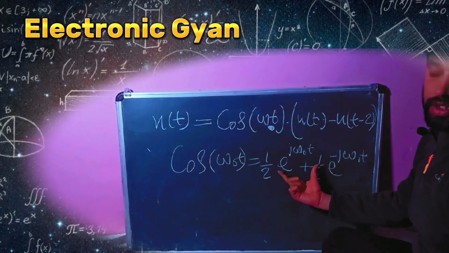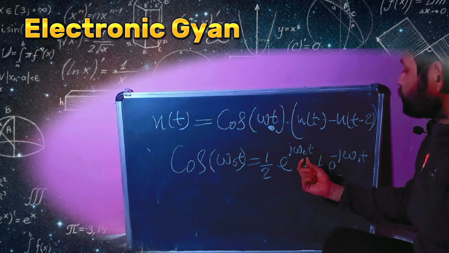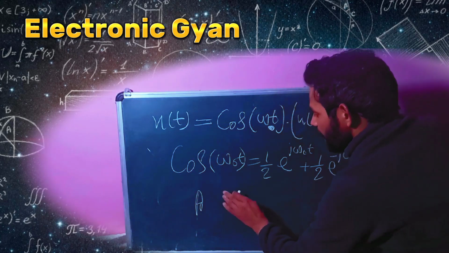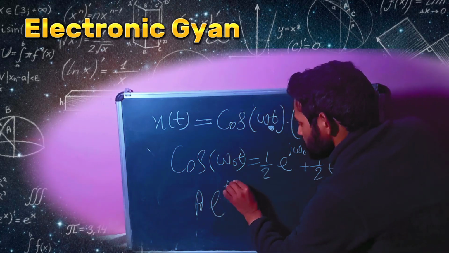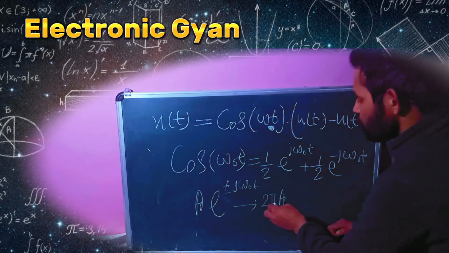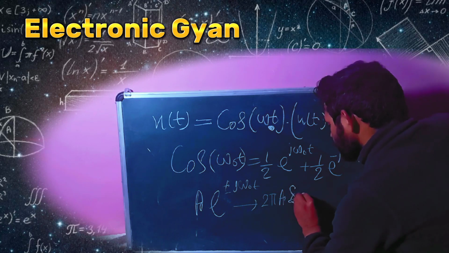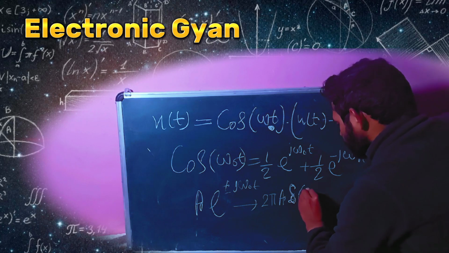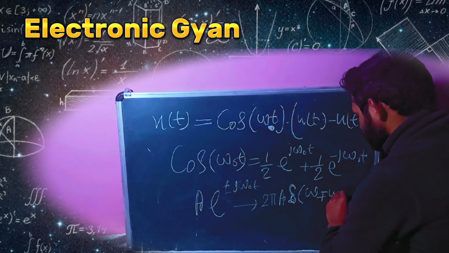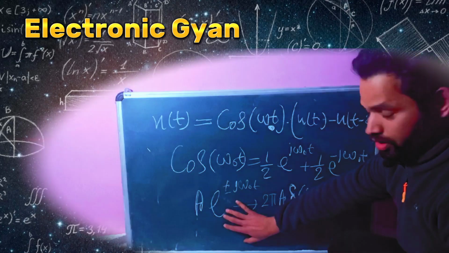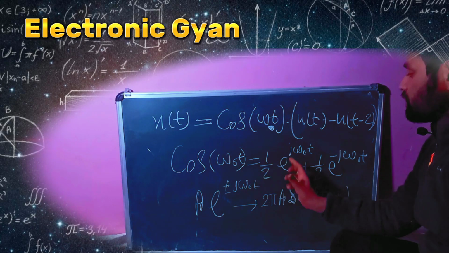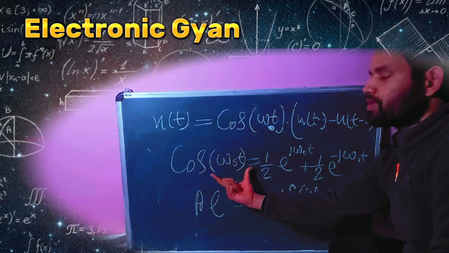So if we apply the Fourier transform for this, we know the Fourier transform of the standard exponential signal e to the power plus minus j omega naught t. Its Fourier transform is nothing but 2 pi delta of omega, here plus becomes minus, and minus becomes plus, omega naught. So the standard exponential signal Fourier transform is 2 pi delta of omega plus minus omega naught. We will apply this property to find the Fourier transform of this cos omega naught t.